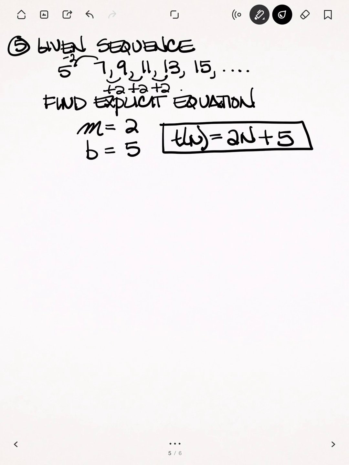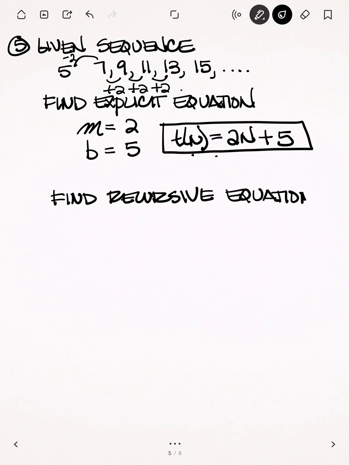Remember, an explicit equation is in the form y equals mx plus b, but using n and t of n instead. That is the type of equation we are used to, we really like. It tells us lots of information. Now, let's use that same sequence to find the recursive equation. Okay, to find the recursive equation, let's have 1 point. Let's use the first one. T of 1 is equal to 7. Okay, and then I'm going to write the equation.